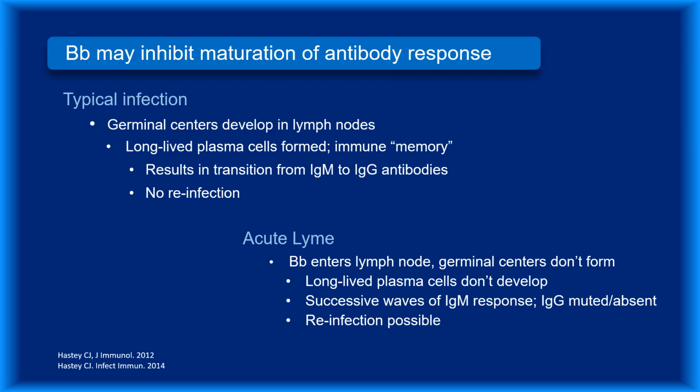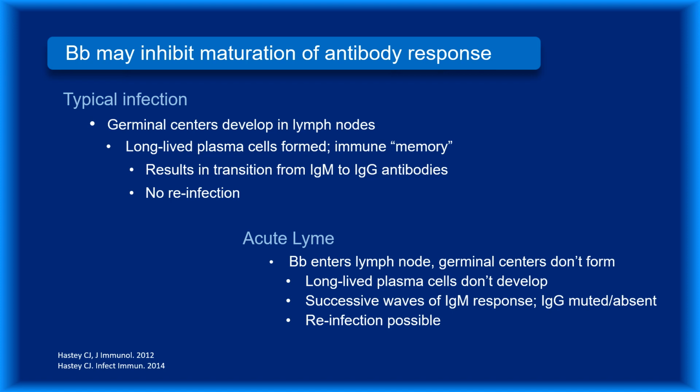It appears that Borrelia burgdorferi is able to block development of an effective antibody response. Usually, when the presence of a pathogen is detected, germinal centers form within lymph nodes and ultimately give rise to long-lived plasma cells. As the antibody response matures, IgM antibodies give way to IgG. This is the basis of immune memory, which reduces the likelihood of reinfection.